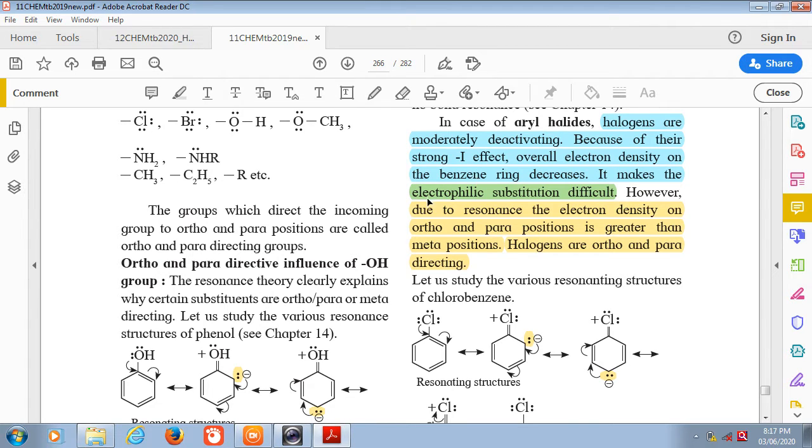So it makes electrophilic substitution difficult, but due to the resonance structure, the electron density on ortho and para positions is greater than the meta position. So halogens are ortho-para directing. So here resonance is greater than the inductive effect of aryl halide.